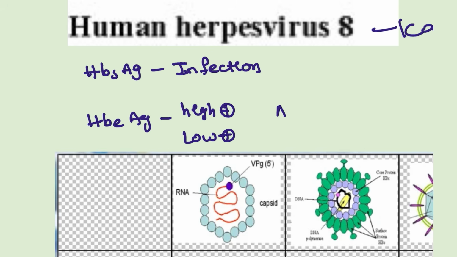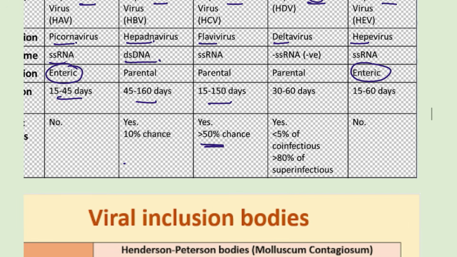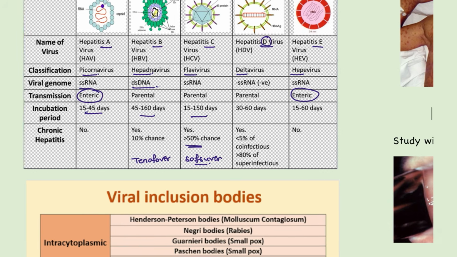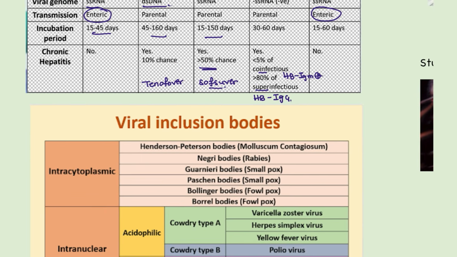Next, the antibodies: IgM indicates acute infection, IgG indicates long-term infection of the hepatitis. And the drug of choice for hepatitis B is tenofovir, and sofosbuvir for hepatitis C. These are the two organisms associated with these conditions. And in superinfection, hepatitis B will be IgG positive. If it is a co-infection, hepatitis B will be IgM positive. That is how we can differentiate hepatitis D co-infection from superinfection of a chronic infection.